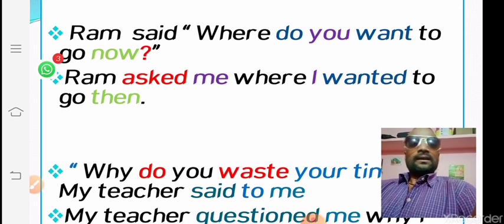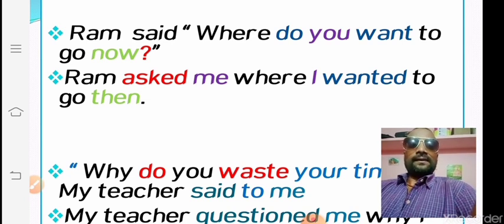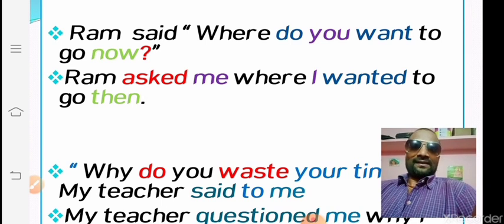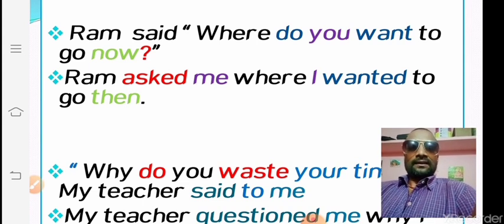So there it is, question mark as well as asked, both the words, or both the important parts of the sentence, are colored in red. So do want, present tense, had been turned into wanted, past tense. You in the direct speech has been turned into I in the reported speech.